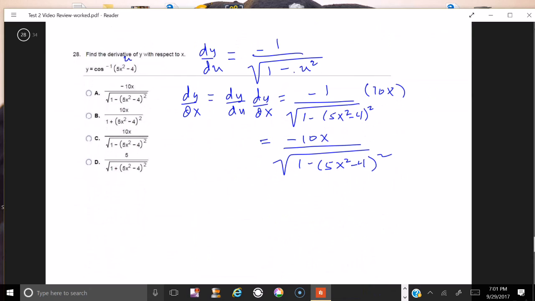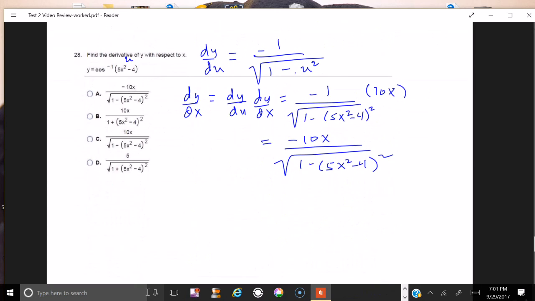Now we want to take the derivative of the inverse cosine function, except we're also going to have to use the chain rule, because it's not just inverse cosine of x, it's inverse cosine of 5x squared minus 4. Now, dy/du, if u is 5x squared minus 4, is minus 1 over the square root of 1 minus u squared. dy/dx is going to be dy/du times du/dx.